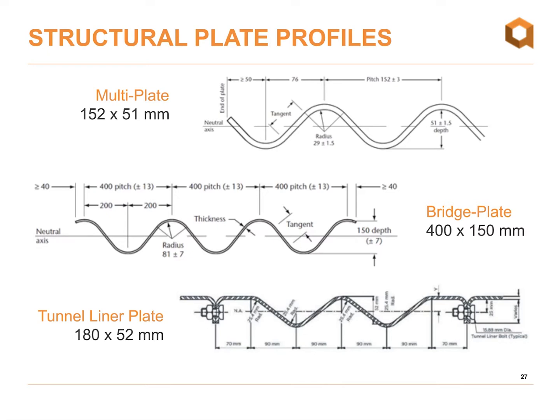But essentially, the key benefit of tunnel liner plate or any two-flange liner system is that it can be fully assembled from inside an existing conduit. You don't need access to both sides of the structure as you do with multi-plate and bridge plate.